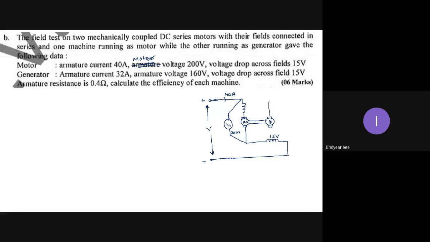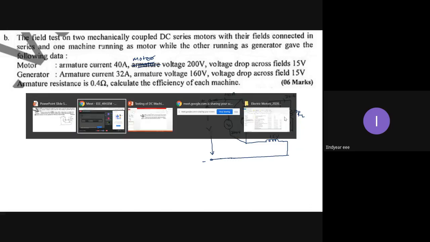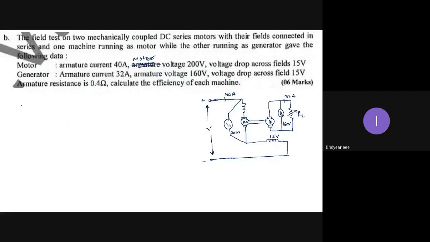Then I have a generator, to which the load RL is connected. So generator armature current 32 amps and voltage 160 volts. Okay, so this is given. So we can write the given things. I1 is 40, I2 is 32, V1 is 200, VSE is 15 volts, RA 0.4 ohms. So these are the given things.